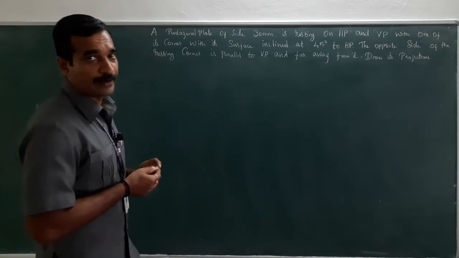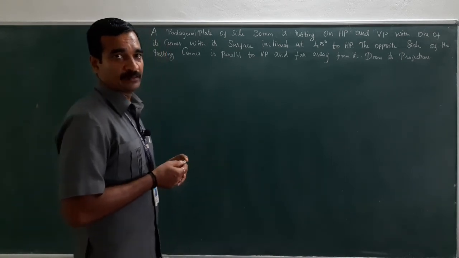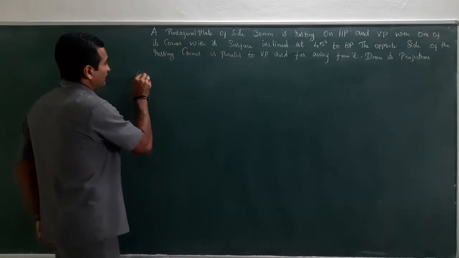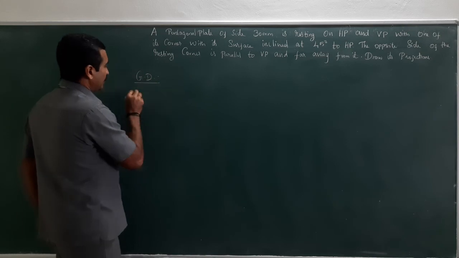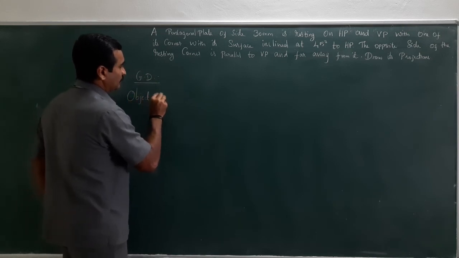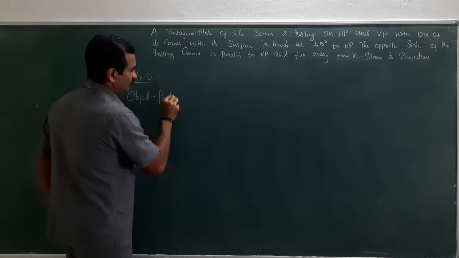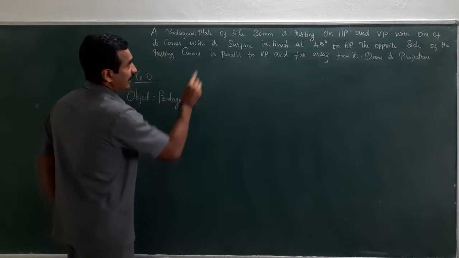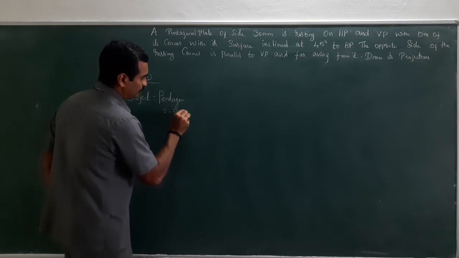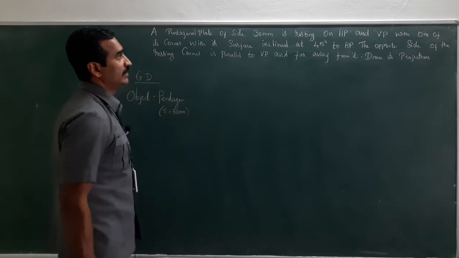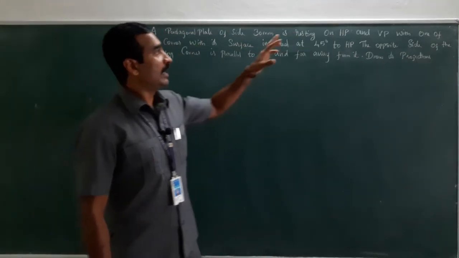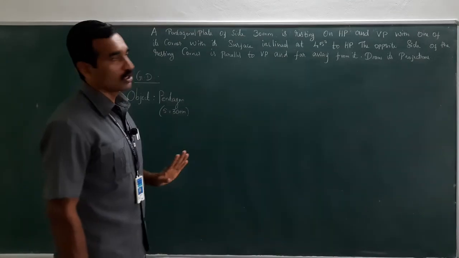So here the object is a pentagon, right? Pentagonal plate. So, given data. Here the object is a pentagon of side 30 mm. So S is equal to 30 mm. S is nothing but the side of 30 mm. It is resting on HP and VP with one of the corners.